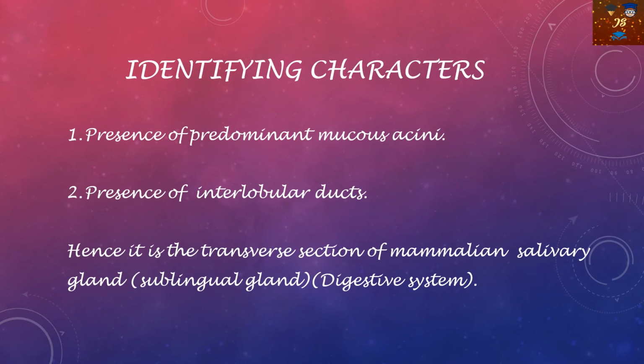So regarding the identifying characters: presence of predominant mucus acini, then the serous acini, and the presence of interlobular duct. So it is the transverse section of mammalian salivary gland, and that is the sublingual gland.